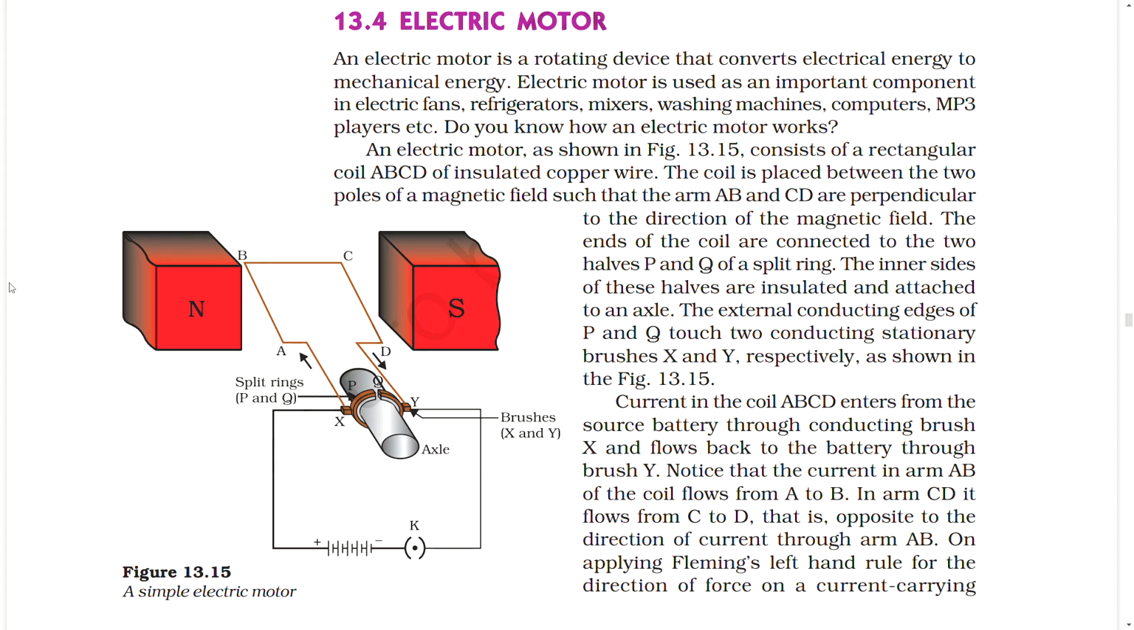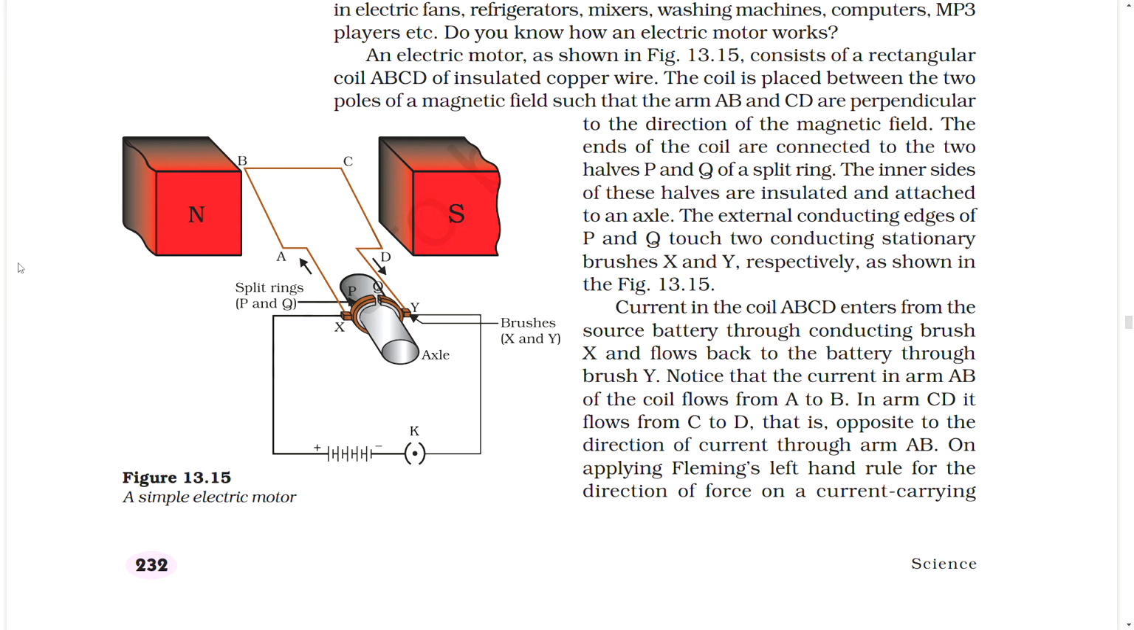Notice that the current in arm AB of the coil flows from A to B. In arm CD, it flows from C to D, that is opposite to the direction of current through arm AB. On applying Fleming's left-hand rule for the direction of force on a current carrying conductor in a magnetic field, see figure. A simple electric motor: north, south, split rings P and Q, brushes X and Y, axle.